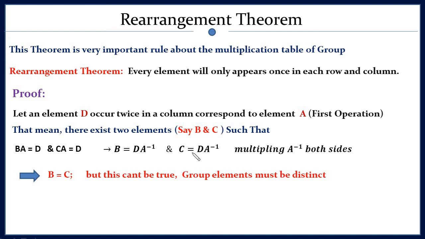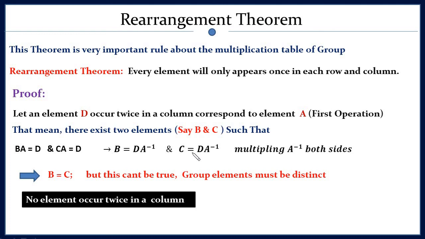Therefore, the assumption we started with, that D occurs twice in a column, is not valid because it leads to a contradictory conclusion. D occurring twice in a column is not valid, which means no element occurs twice in a column. In a similar manner, we can show that no element occurs twice in a row.